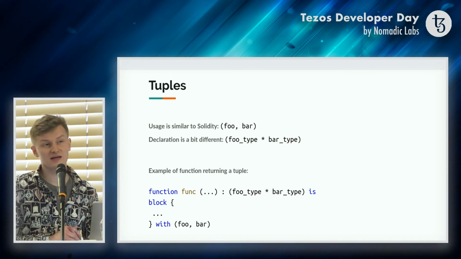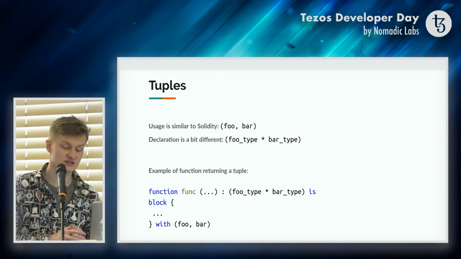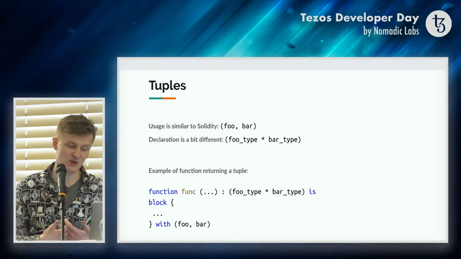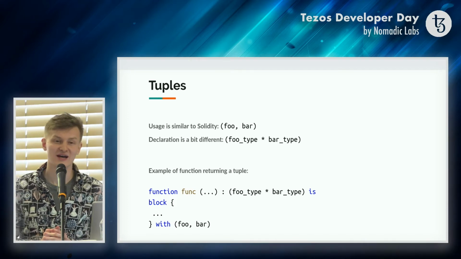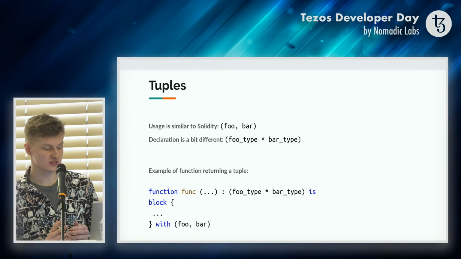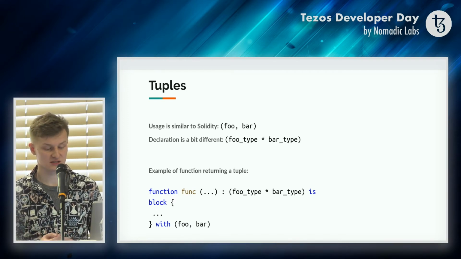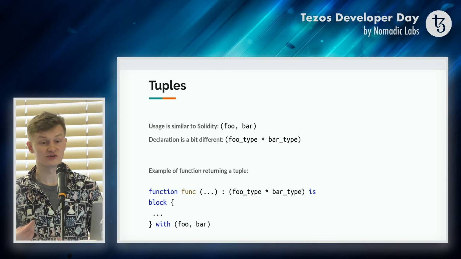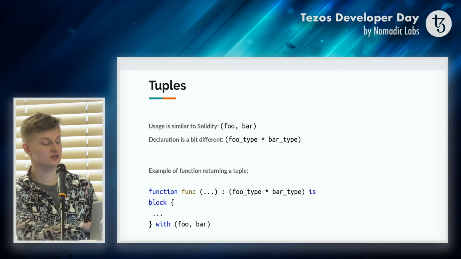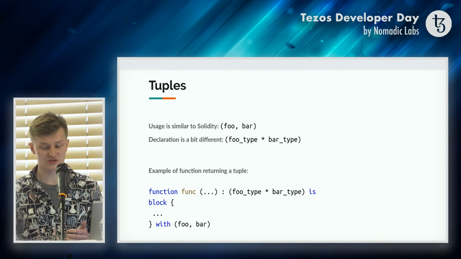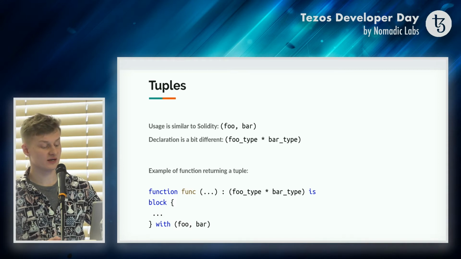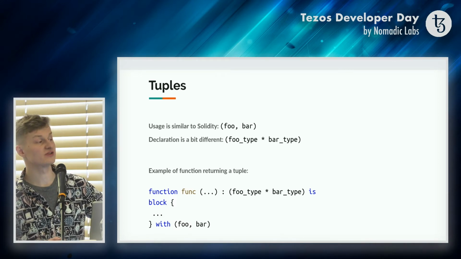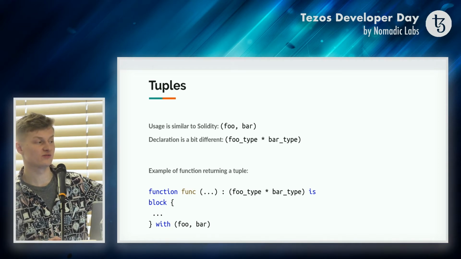So I want to highlight some syntactic differences in these two languages, which I found difficult to understand at a glance when I first started writing in LIGO. So these are tuples, and the declaration or returning them is similar to Solidity or any functional language, but declaration of tuple type is a bit different. It's written using the asterisk. As you can see on the second row, you have your foo type, and then asterisk and bar type. And there is an example of returning, and you can see that we define return type as foo type asterisk bar type, but return them using with foo, comma, bar.